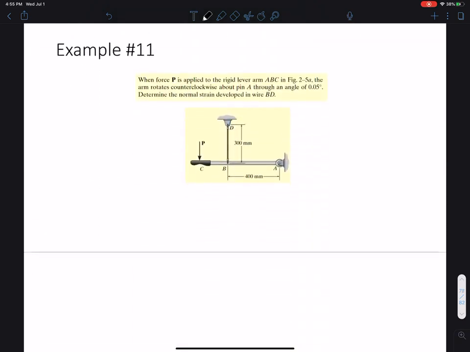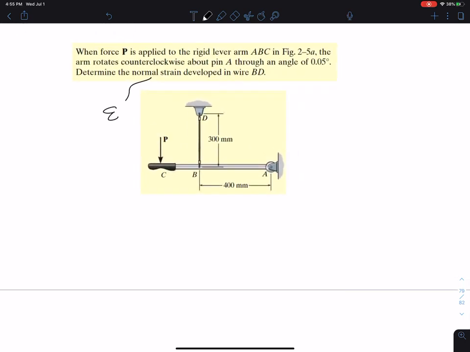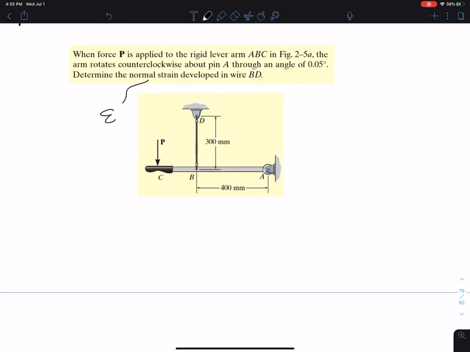Okay, so let's go over this example 11. When force P is applied to the rigid lever arm ABC, the arm rotates counterclockwise about pin A through an angle of 0.05 degrees. Determine the normal strain developed in wire BD. So now we're looking for normal strain. So just so we know what that is, we have epsilon, okay? And to solve this problem, we kind of have to figure out what's happening to this wire BD in terms of this force P on the lever arm. Okay, so I'm going to draw some axes here.